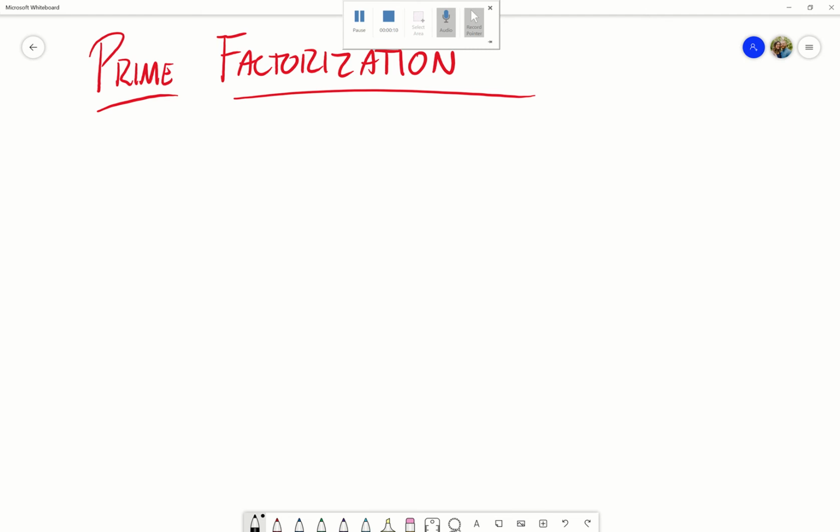All right, we are talking about prime factorization. Today, we are going to learn how to break down some numbers. All right, so let's talk. I got a few vocabulary words for us today.